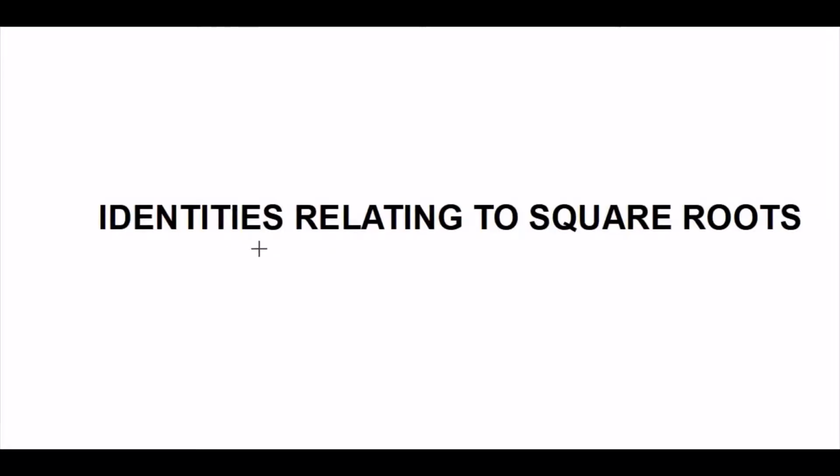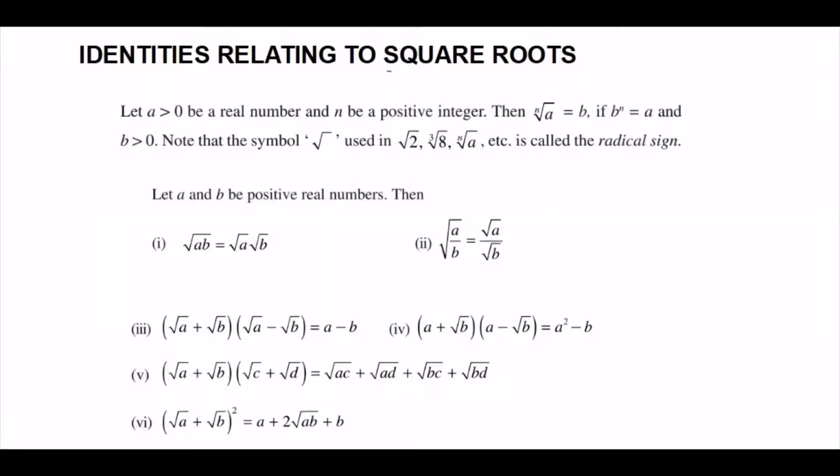Students, let's go through the identities relating to square roots. So basically we have to know about square roots. Let a greater than 0 be a real number and n be a positive integer. Then the nth root of a is equal to b if b raised to n is equal to a and b greater than 0.